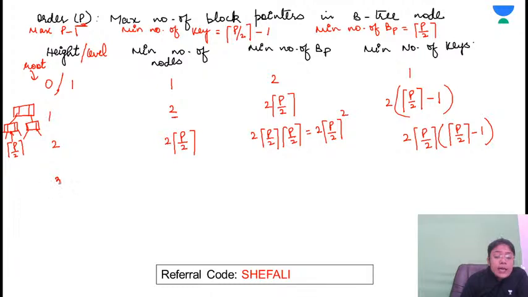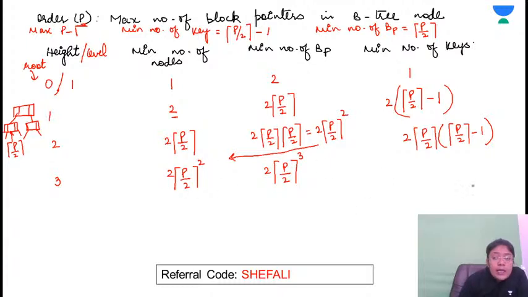Similarly, go to the next height 3. So what will happen here? It will be having the number of nodes equal to the number of block pointers you had at the previous level, which is 2p by 2 square. How many block pointers will be there? These many nodes are there, and in each node p by 2 block pointers are there. So this comes out to be 2p by 2 whole cube.